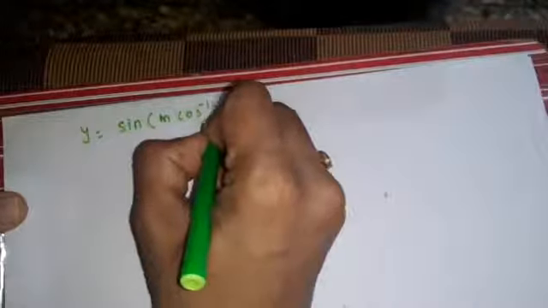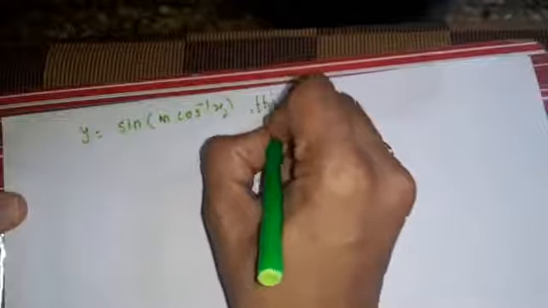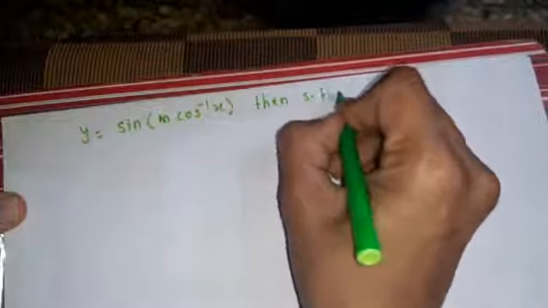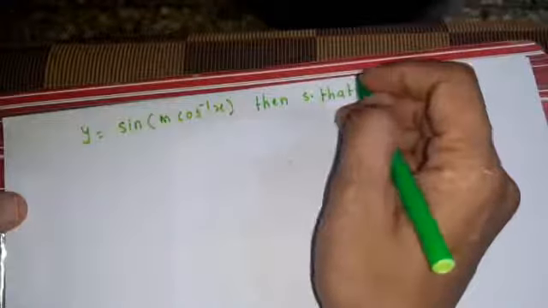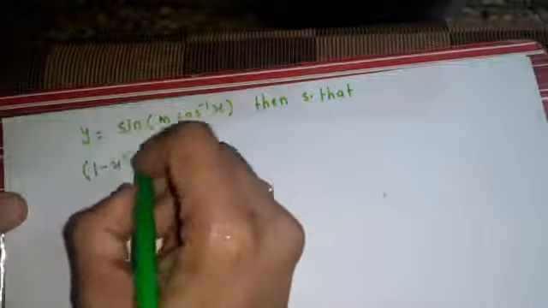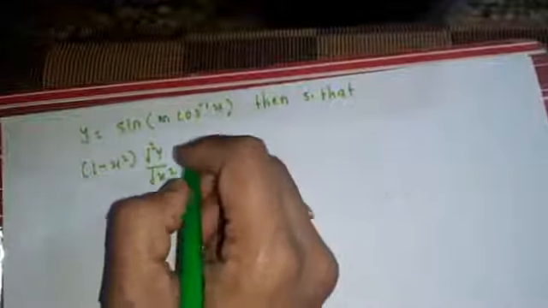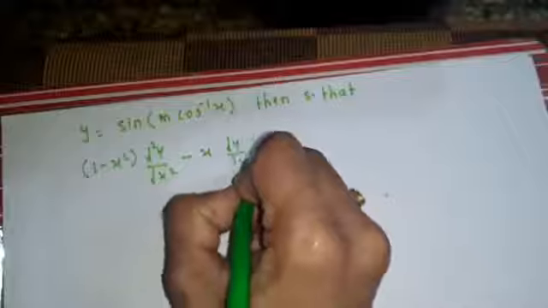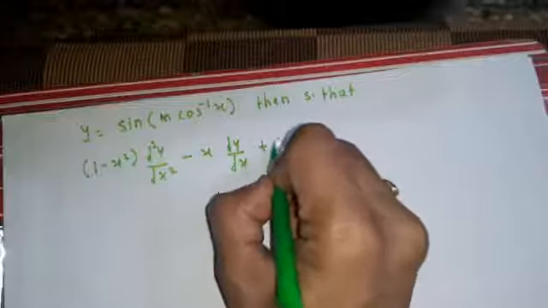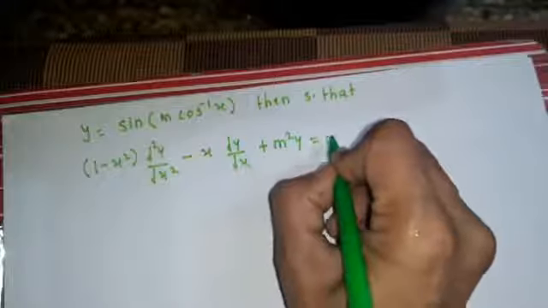If y equals sine of m cos inverse of x, then show that (1 minus x square) d2y by dx square minus x dy by dx plus m square y equals 0.